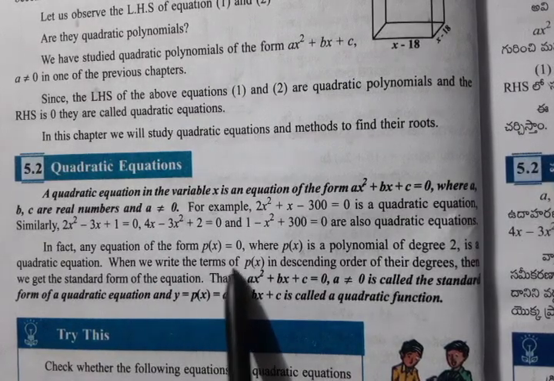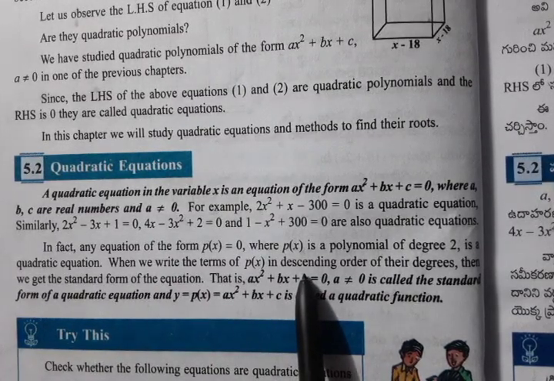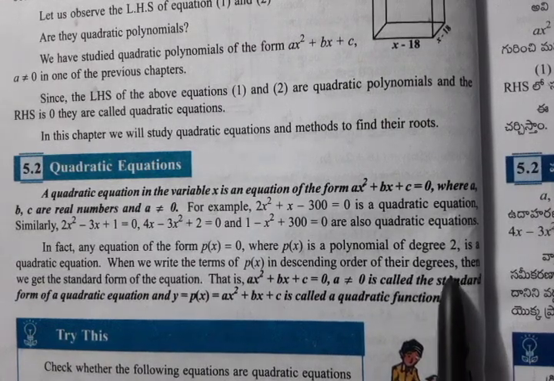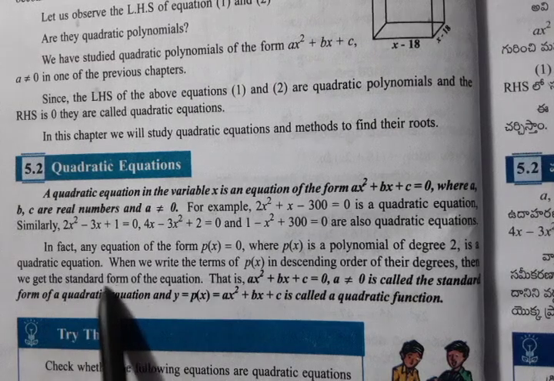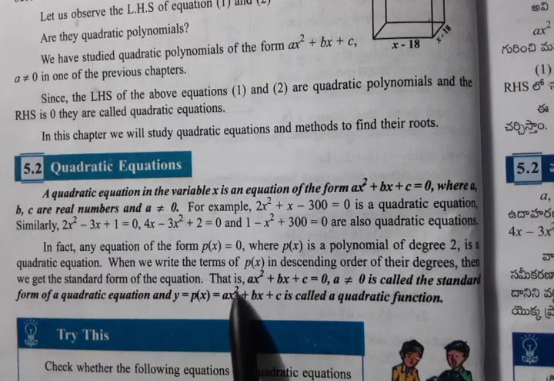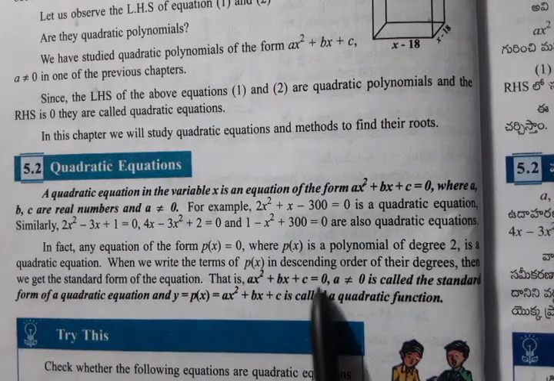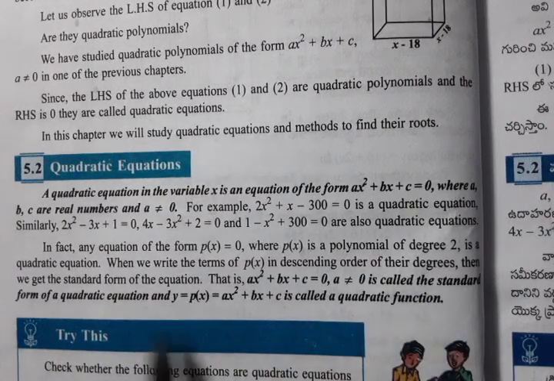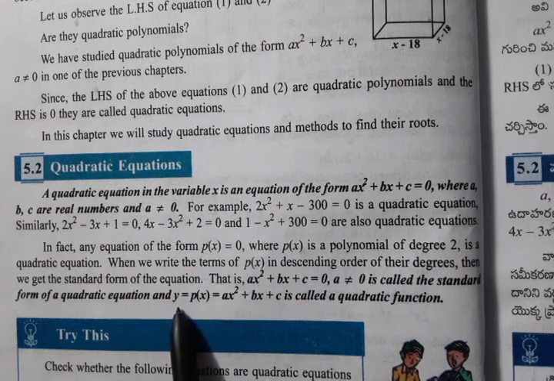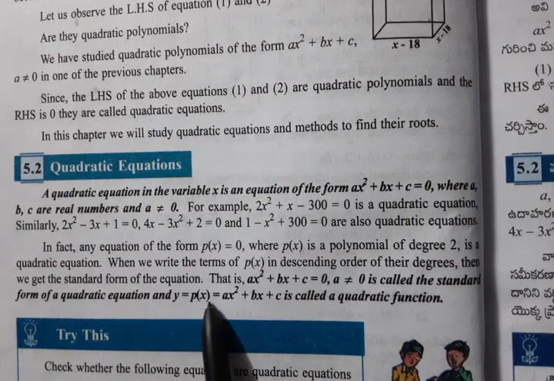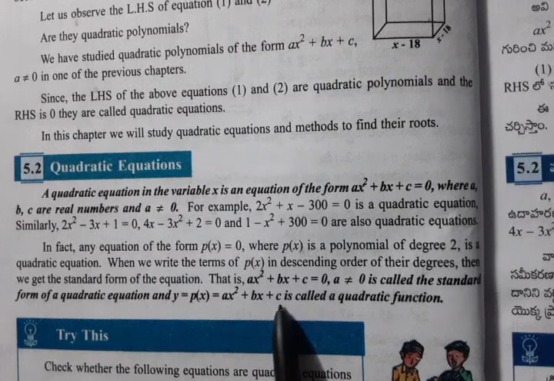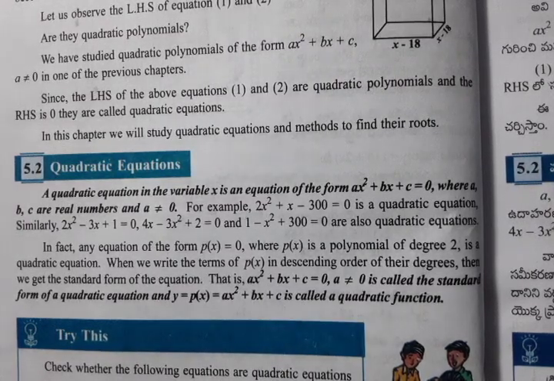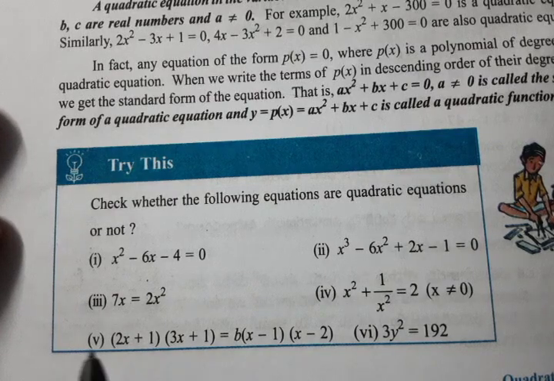When we write the terms of p of x in the descending order of their degrees, we get the standard form of the equation. That is ax square plus bx plus c equal to 0, where a is not equal to 0, which is called the standard form of the quadratic equation. Y is equal to p of x equal to ax square plus bx plus c is called a quadratic function. Now look at some examples.